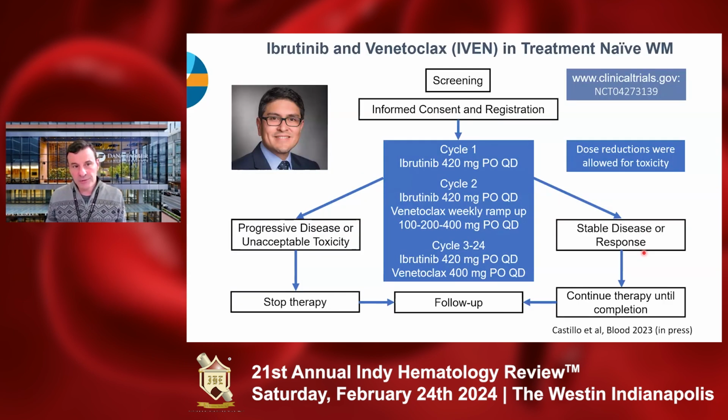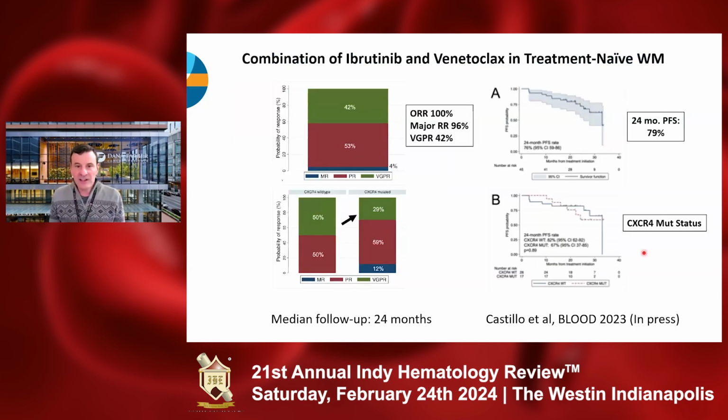This is a study where ibrutinib was combined with venetoclax. I'll tell you a few words about venetoclax in a moment, but I want to show you here a study which was just published in the journal Blood. It was led by my colleague Jorge Castillo, which actually achieved great results. Combining these two drugs, in fact, resulted in a major response rate of 96%, and 42% had a VGPR. And in fact, if you look at the CXCR4 mutation status, it made no difference. In fact, both of these populations responded very similarly.